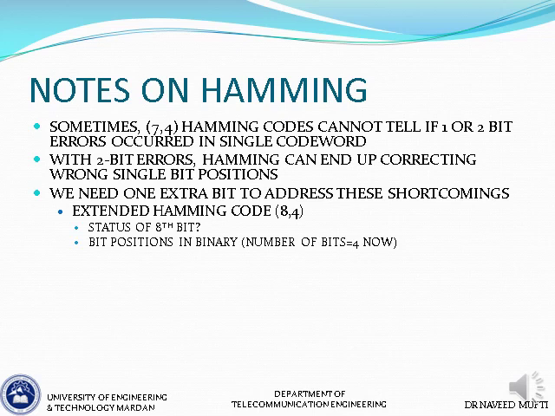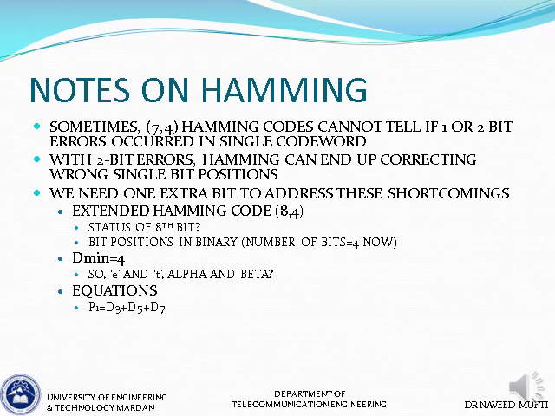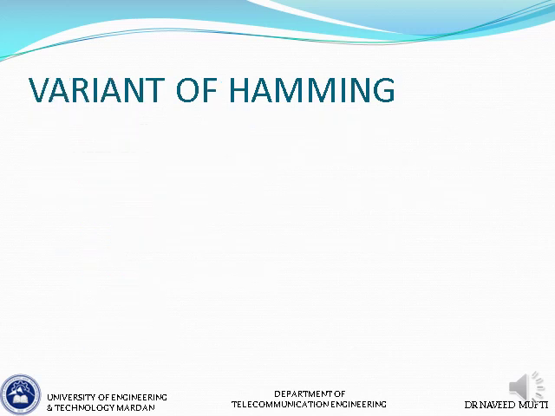Now the number of bits for every bit position in binary will be 4, and the d min, which in the previous case was 3, now increases to 4. So the values of E, T, alpha and beta you can calculate, so it becomes enhanced. And these can be the equations for the parity bits. As you can see, the 8th parity bit equation involves all the previous bits, all the 7 bits. So this is a note on extended Hamming code.